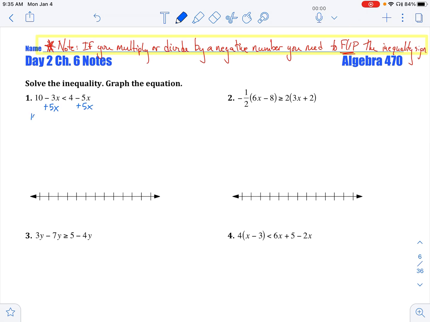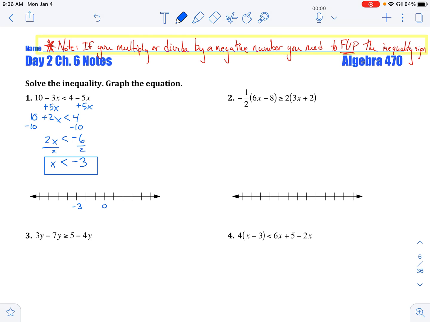When I do this, I'm going to get 10 plus 2x is less than 4. I'm going to subtract 10 on both sides. I'm going to get 2x is less than negative 6. I'm going to divide by 2 on both sides and get x is less than negative 3. Again, I did not need to flip that inequality sign because I was dividing by positive 2. Even though the numerator was negative 6, the number that I divided by was positive 2.